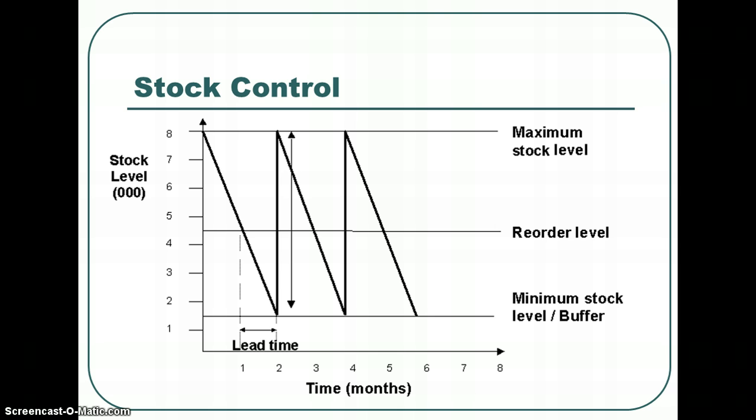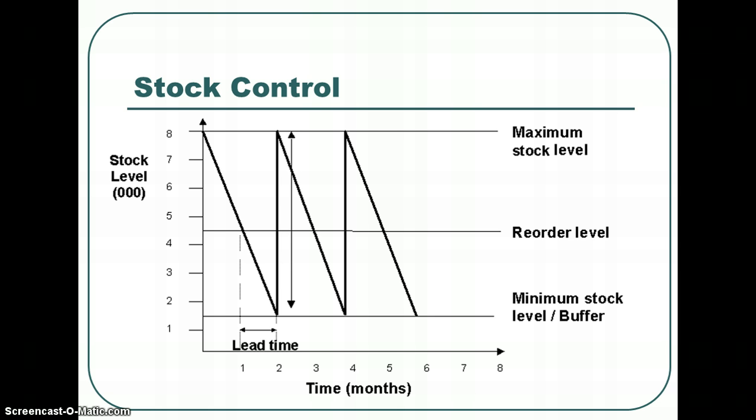Now for this business, they've calculated that if they reorder when it gets to 4,500 items of stock, which is approximately 1 month in, it will take another month for that order to be delivered, and by the end of month 2, it would have fallen to 1,500 items, and there will be enough stock delivered at the end of month 2 to take it back up to 8,000. And that pattern is repeated.